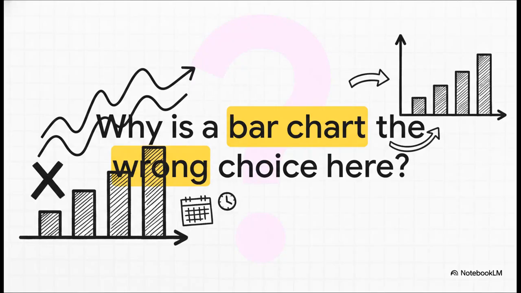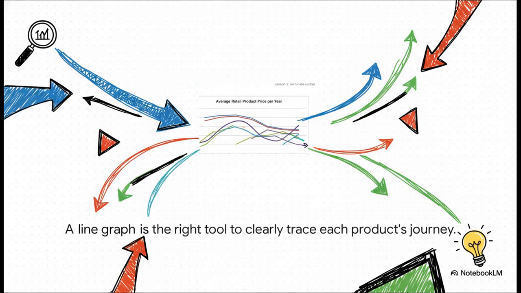So why is a bar chart fundamentally the wrong choice for this data? Well, think about it. We're trying to show a continuous trend over time. Bar charts are awesome for comparing separate categories, but for time, they create these weird, chunky stair steps that totally break the flow. And here is the solution, a line graph. Suddenly, you can clearly trace each product's price journey over the years. We can see the ups, the downs, and how they all relate to each other. This is the right tool for this job, for sure.